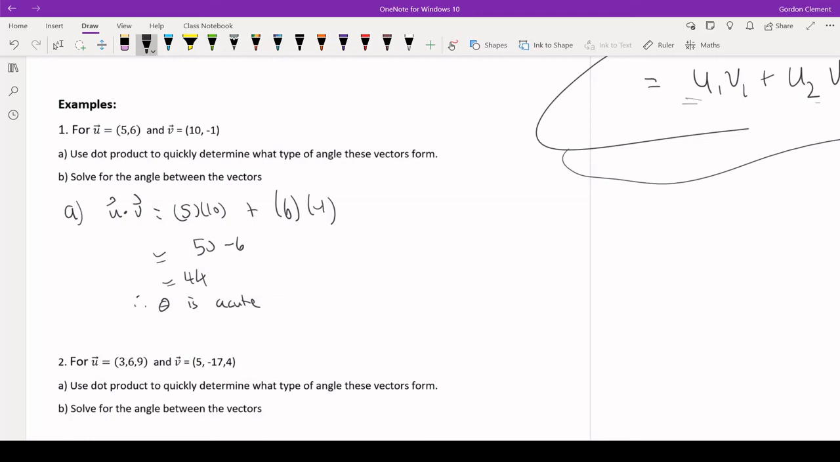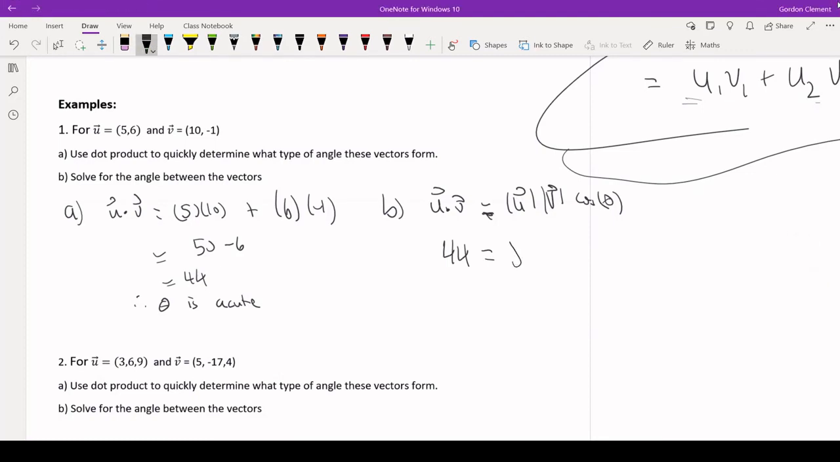Now for part B, if we don't want to know just what type, if we want to find the actual angle, we have to work with the other version of the formula: magnitude of u, magnitude of v times the cosine of the angle between them. So the difference here is we found the dot product using the coordinates, not using the angle. So we know the answer's got to be 44.